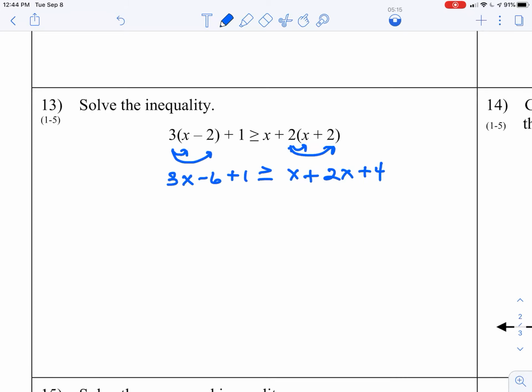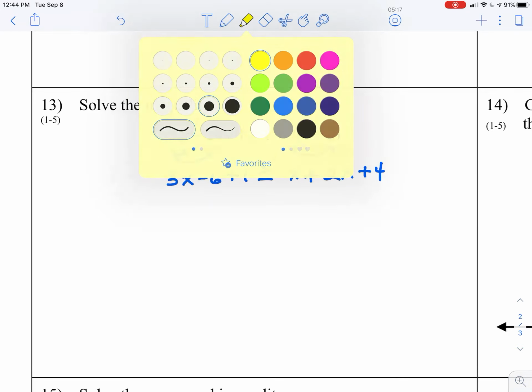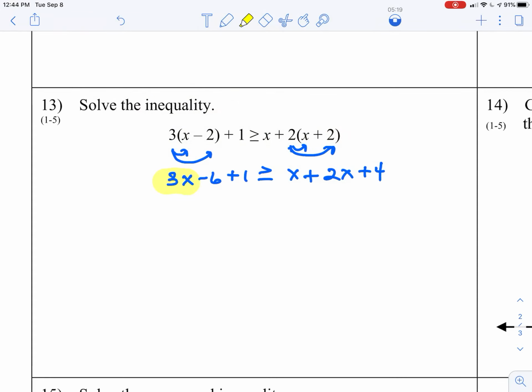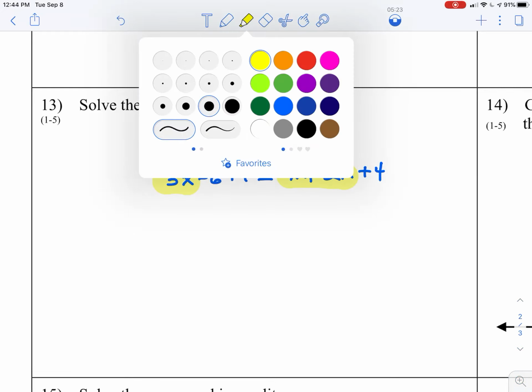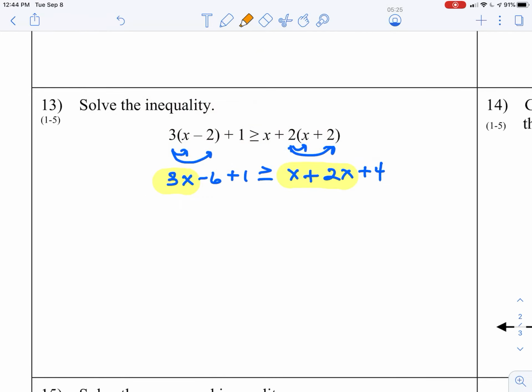Okay, so now I'm looking to combine like terms. So what do I notice? I have a 3x here. I have a couple of x terms over here. And then I'm going to highlight in a different color here. I'll take orange. I have all these integers here. They're non-x terms. Those can be combined as well.